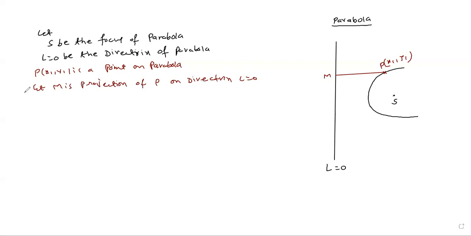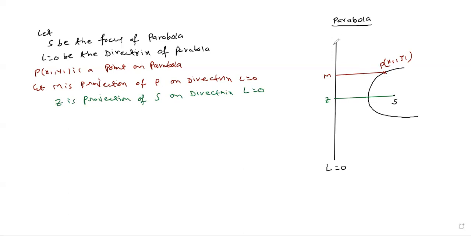Similarly, take a projection from S to the directrix. Draw another perpendicular line from S onto the directrix. Where did this perpendicular land? Z. Okay, therefore Z is the projection of S on the directrix L equal to 0.